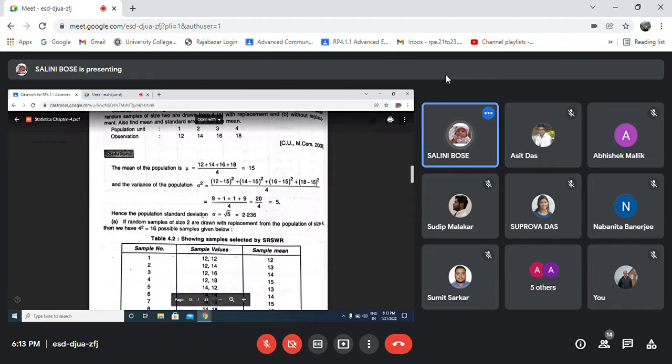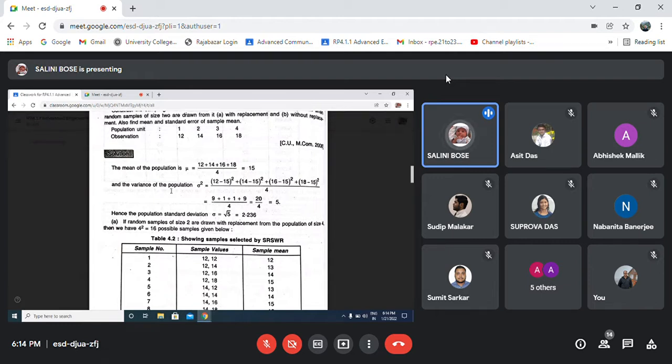First you take 12. After taking 12, you will just return this 12 again. So your first sample now has one value 12, and again you can take 12 because you are taking a sample of size 2 with replacement. Once you draw a sample, for the second draw you are returning the value. So your first sample will be 12, 12.